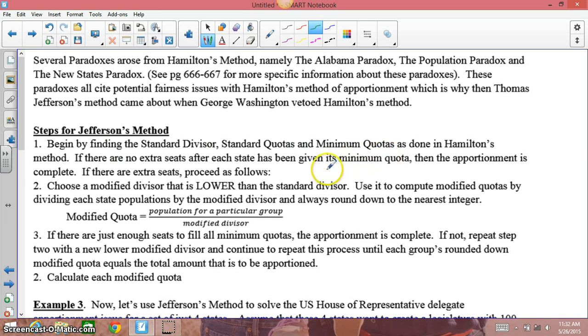However, if you do have some leftovers, then this is where Jefferson's method becomes a little bit more involved. You choose what's called a modified divisor, and generally it will always be lower than your standard divisor. Use it to compute modified quotas by dividing each state population by the modified divisor. You're again always rounding down. You're going to continue to use that modified divisor until you have gotten everything apportioned out.